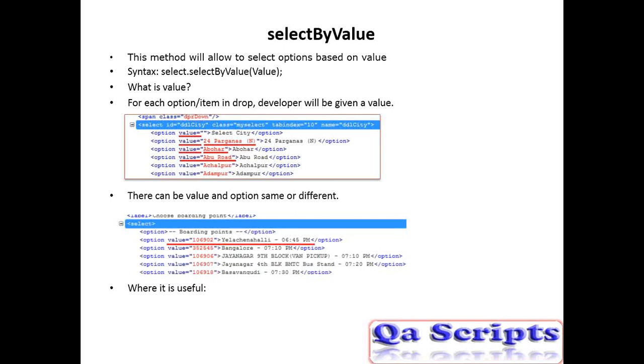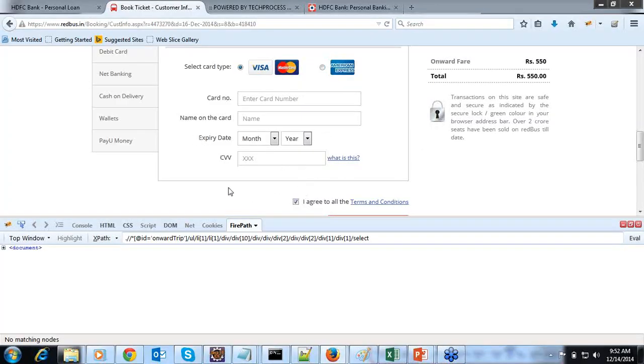Let us try to look at two different websites. Here is the redbus.in website where we have a page called select payment. In that select payment, I have selected credit card. When I look at the expiry date month, it has values such as Jan 01, Feb 02, March 03, and so on. Think that you have written one method to select an option based on the text which is appearing, that is by using Jan 01.